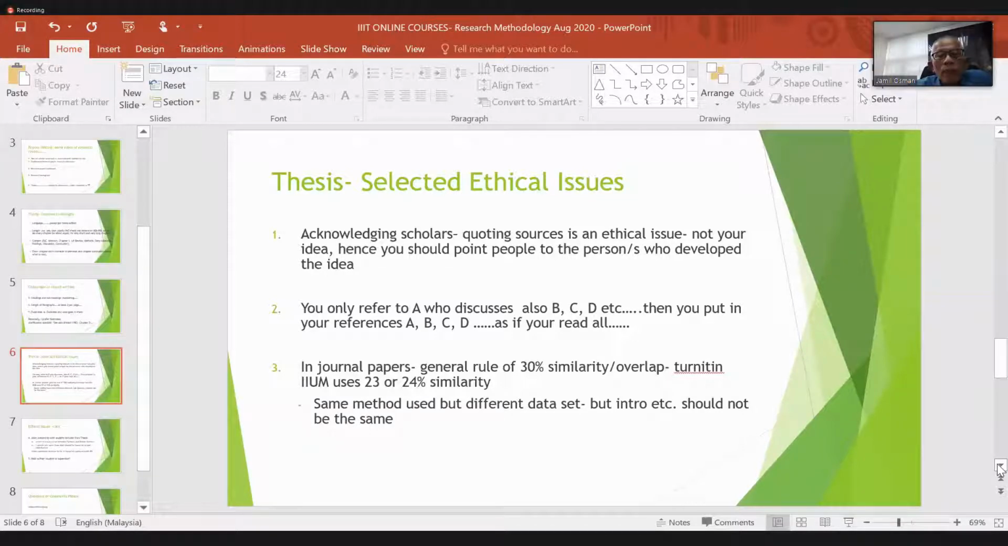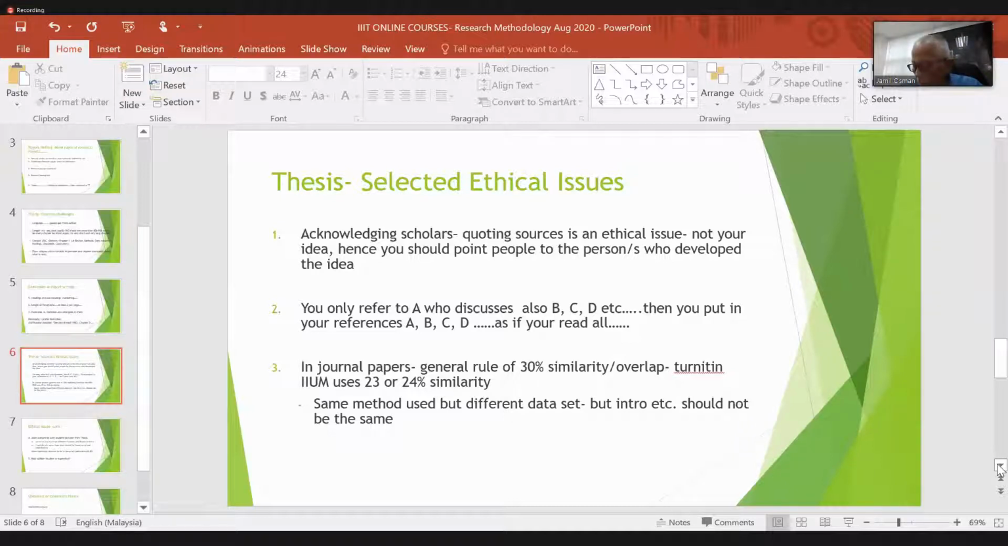In other words, you only read A. You are quoting A, but A has quoted B and C and D. You didn't read B, C, and D, right? So it's very important that the way you write this, and again, it is an ethical issue. You didn't read B, C, D, so you shouldn't be putting B, C, D in your reference list. Okay, very, very important.